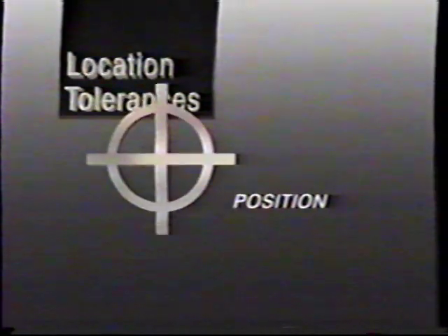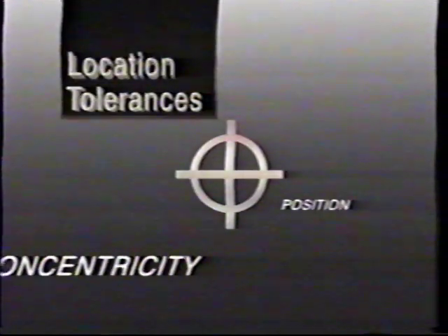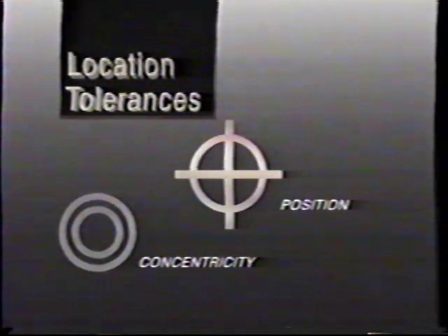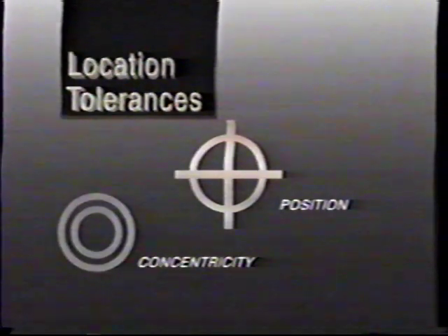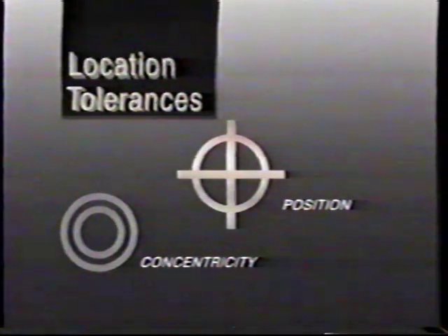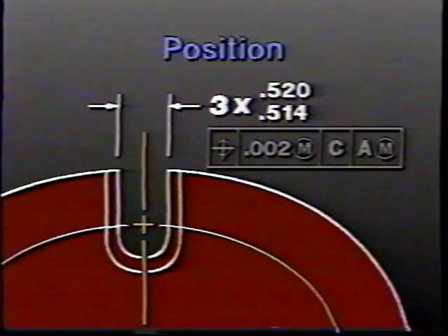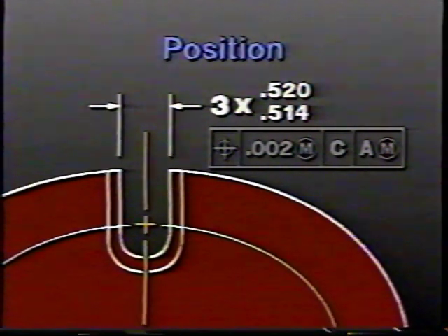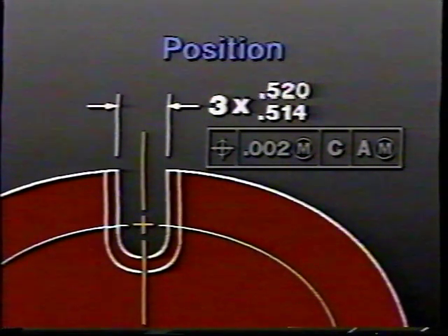The final category of geometric characteristics is location. Location tolerances state how much a feature or axis may vary from perfect location relative to a datum, a feature, or an axis. There are 2 types of location tolerances: position and concentricity. A position tolerance describes the exact location of a point, line, or plane of a feature with respect to a datum, a feature, or an axis.